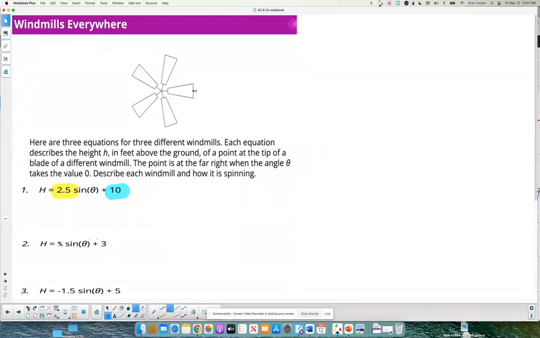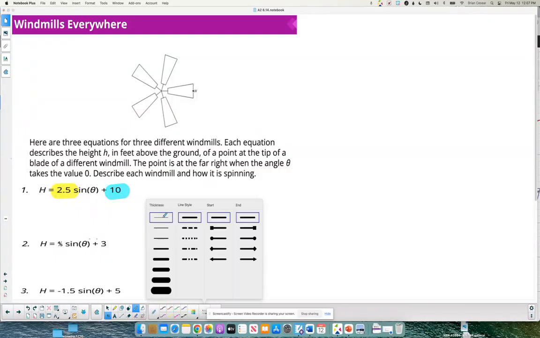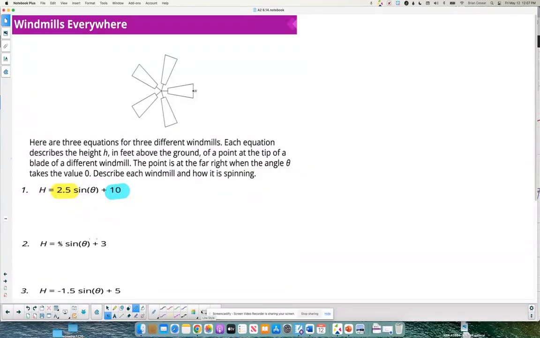So if I want to describe it, I think the best way to do it is to just kind of make a table here. So instead of x and y, I'm going to use theta and h because that's what they have. So I'm just going to say, okay, at 0, normally if I were to plug in 0 to this function, we say, okay, what's the sine of 0? And without a calculator, you should know it from the unit circle, it's 0. So 2.5 times 0 plus 10 is just going to be 10. You can think about it, it's starting 10 feet above the ground.